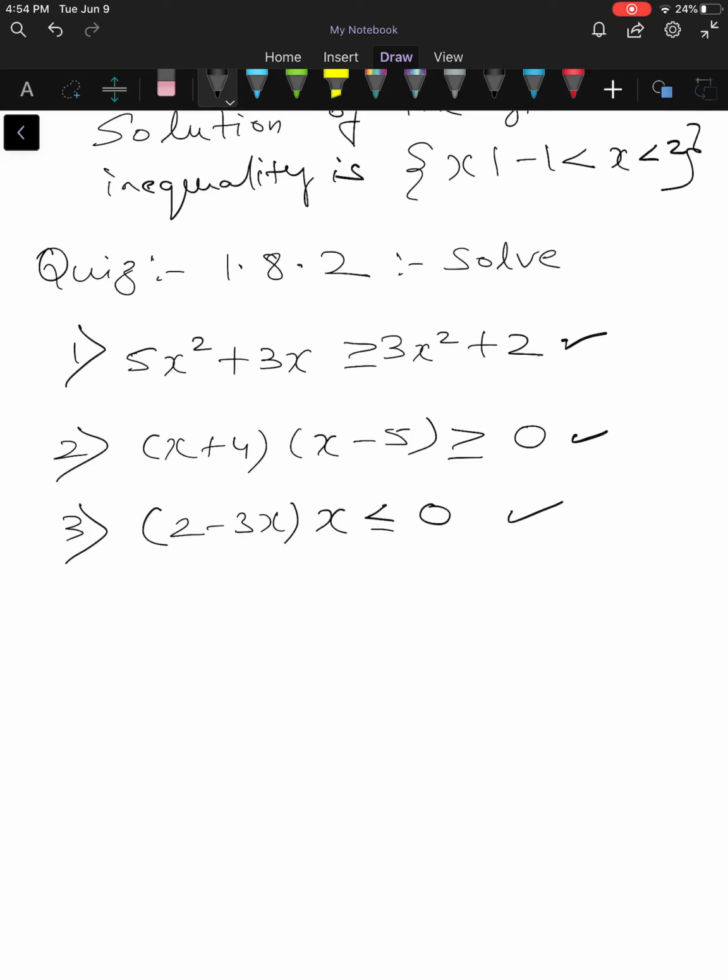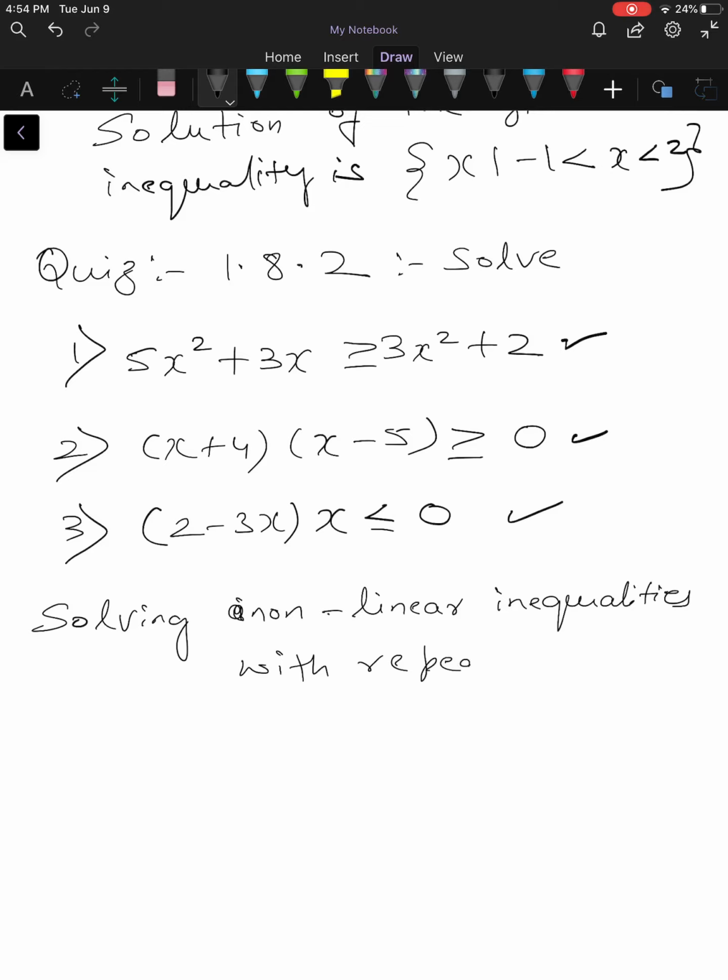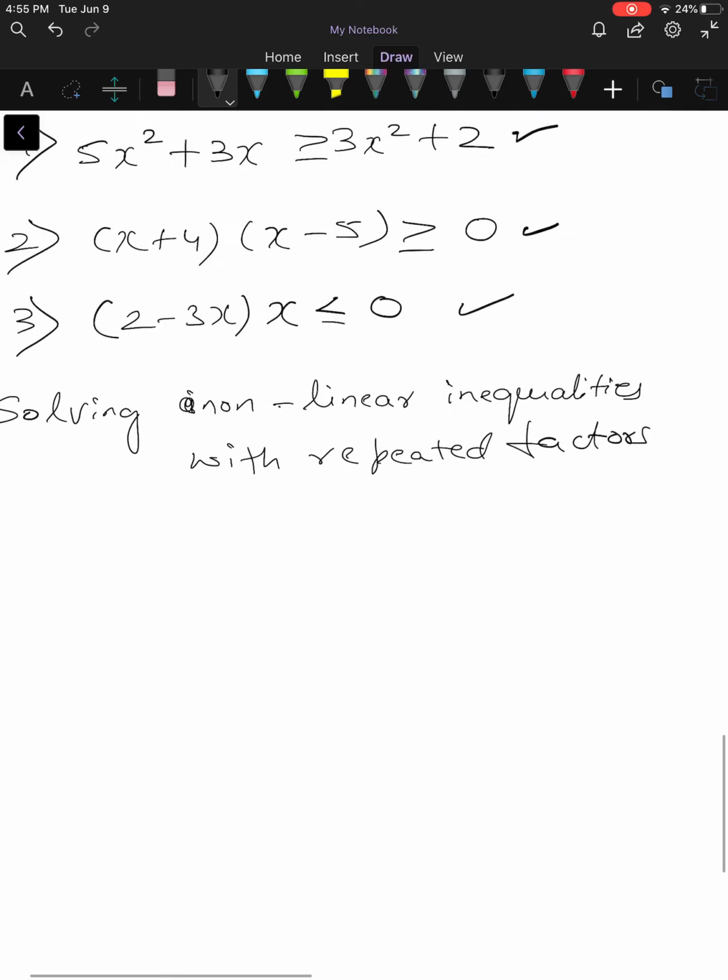So what happens if there are repeated factors? We will now learn solving non-linear inequalities with repeated factors. Nothing changes. You perform all the operations, all the steps as they are. Even the checking of the sign should be performed, but for the repeated factors. So we will see that.